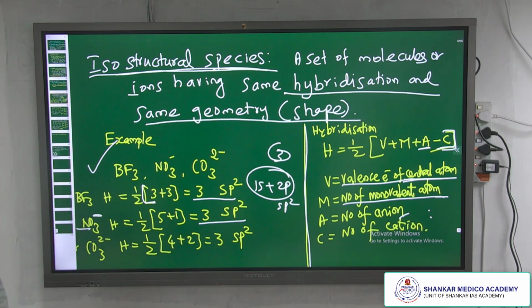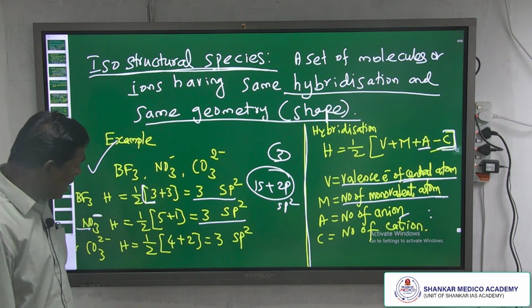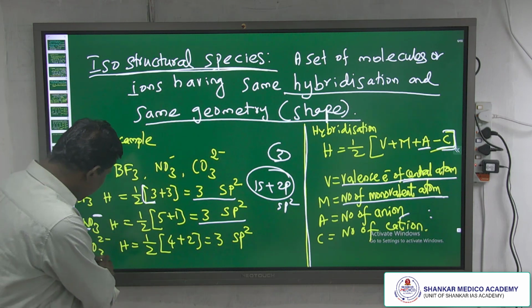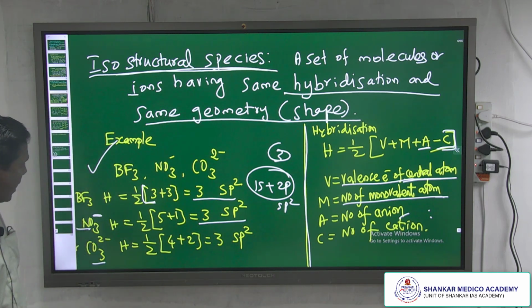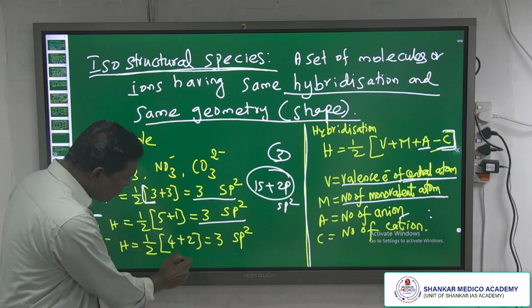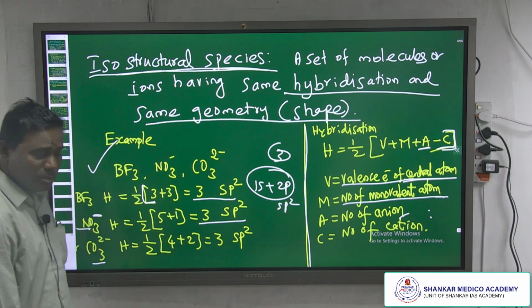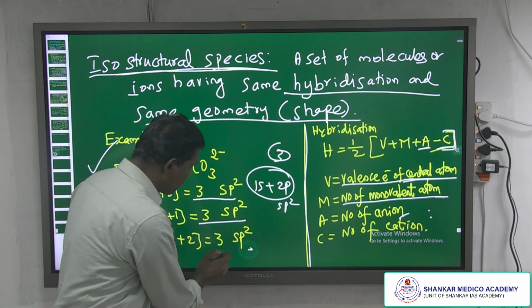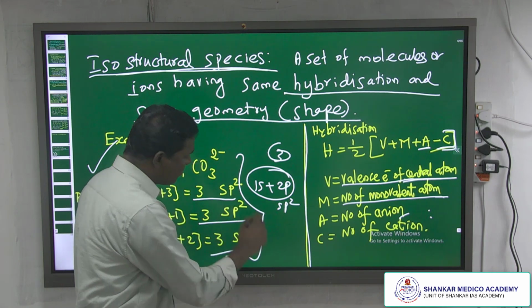And carbonate. Carbon is in the 14th group. It has 4 electrons in the outermost shell, and it does not have any monovalent atom, and it has a 2 negative charge, so 4 plus 2 divided by 2, that is 3, it is also sp2.